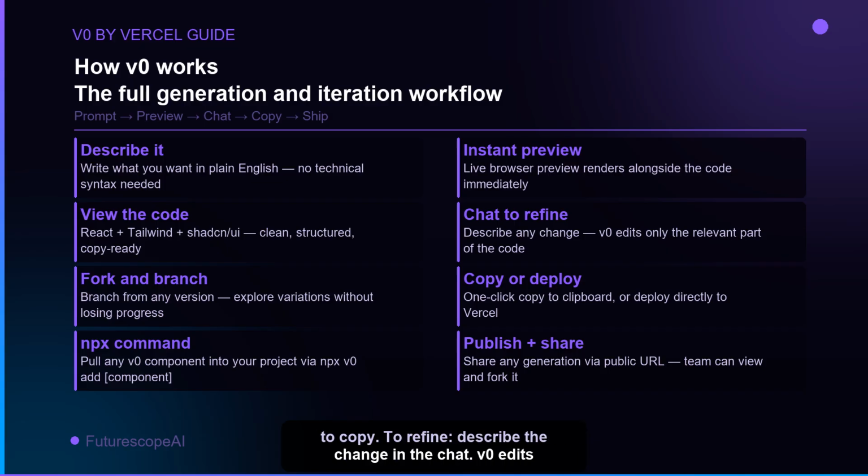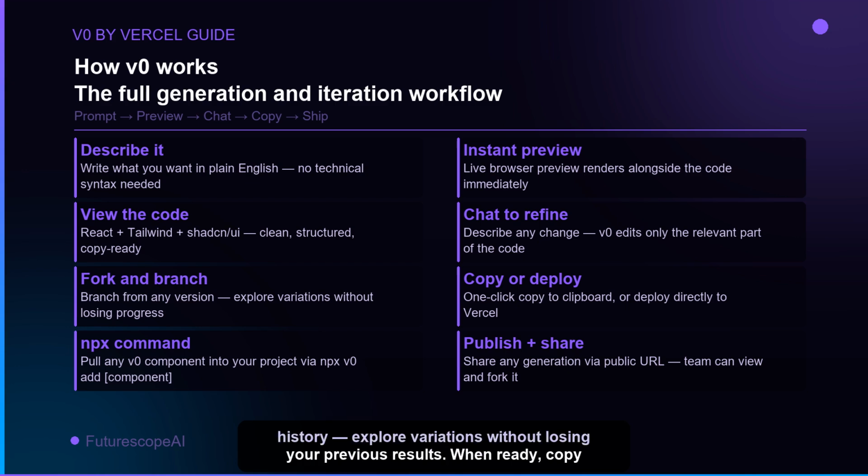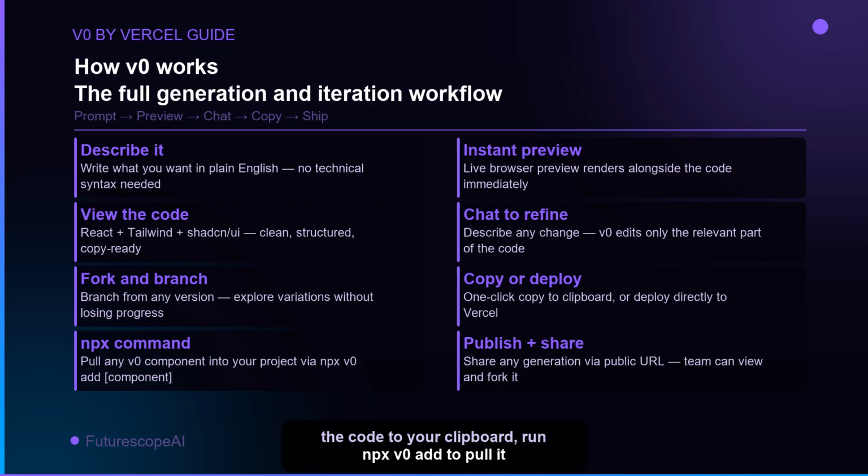To refine, describe the change in the chat. V0 edits only the relevant part of the output, it does not regenerate the whole component. You can fork from any point in the generation history, explore variations without losing your previous results. When ready, copy the code to your clipboard, run npx v0 add to pull it directly into your project, or deploy to Vercel with one click. Every generation gets a public URL so your team can view and fork it.